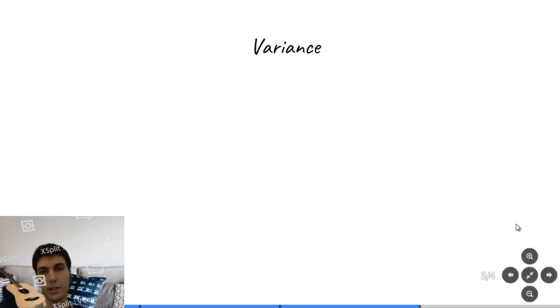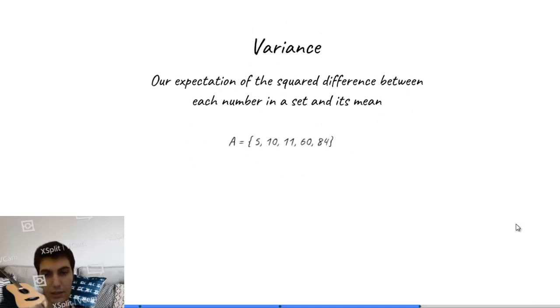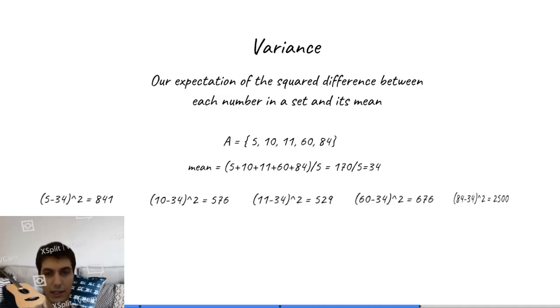So the second thing I'm going to talk about is variance, and variance simply shows how much your data points are different from their mean on average. So imagine that we're given the same set. It has 5 numbers. The mean is calculated like we said in the last session, and the mean in this case is 34. So for each of these 5 numbers, we calculate the difference between that number and the mean, and we calculate its square.